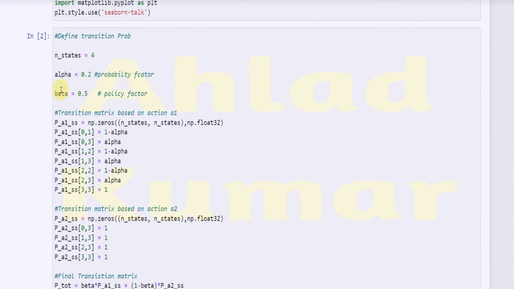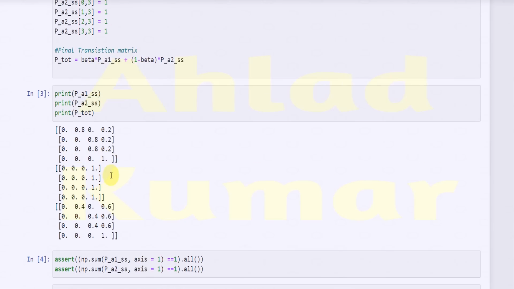But let us vary this beta and see how this value function will change if we take beta from 0 to 1. So if we are using beta equal to 0, you are actually taking only action A2 and there is no action A1 involved. But if you are taking beta as 1, then you are taking action A1 and there is no action A2 involved. And if you are taking any value in between 0 and 1, that means you are taking action A1 and A2 with different probabilities. So let us see how the value function changes with the variation of the beta.